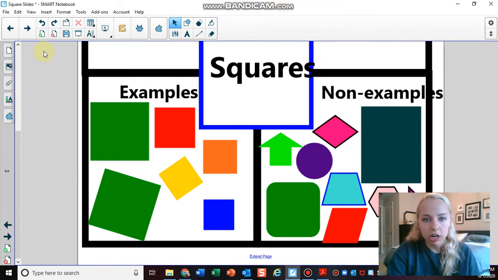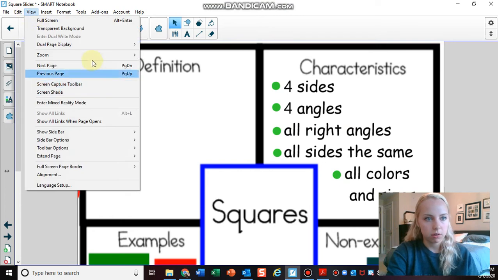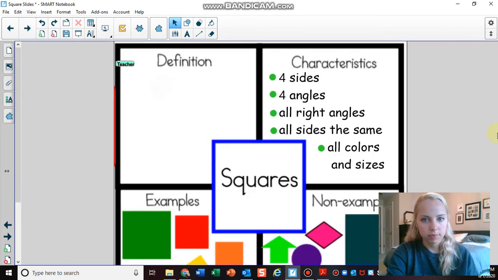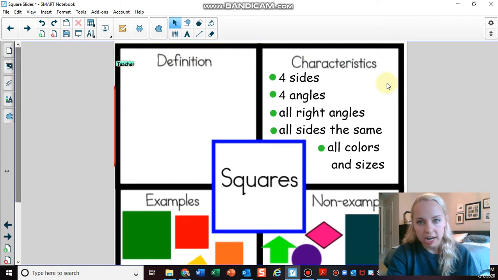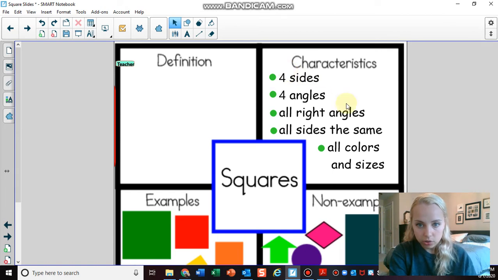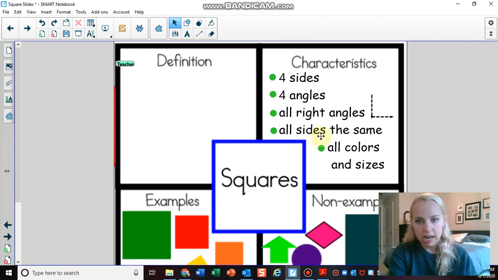Alright, so moving on, we're going to go down. I'm going to zoom out a little bit. Here we can see the characteristics that a square has to have. A square has to have 4 sides, 4 angles. All the angles have to be right angles. Now remember, a right angle looks like this. Perfectly square. Okay. All sides have to be the same length.